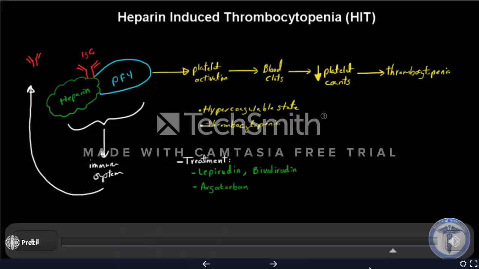So how do we treat a patient who is suffering from HIT? Well, we can take them off of heparin and put them on either lepirudin or bivalirudin, which are alternatives to heparin, or we can give them argatroban. Either way, they all have the same mechanism of action, and that is to directly inhibit thrombin.